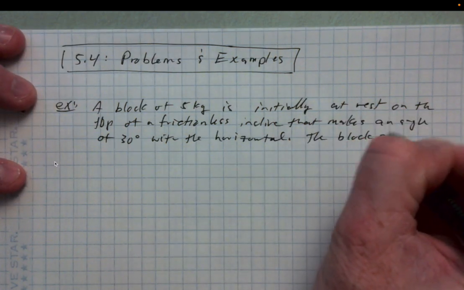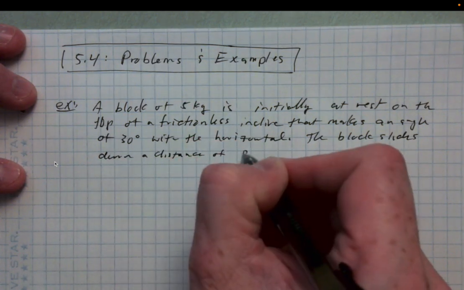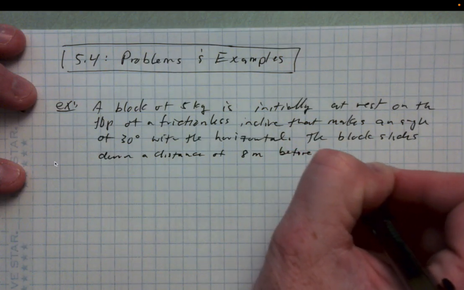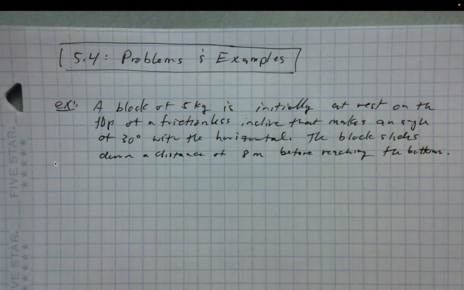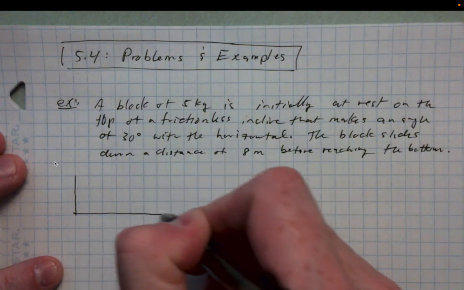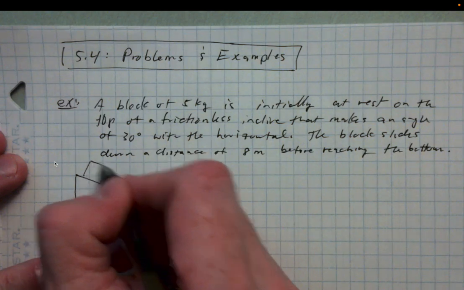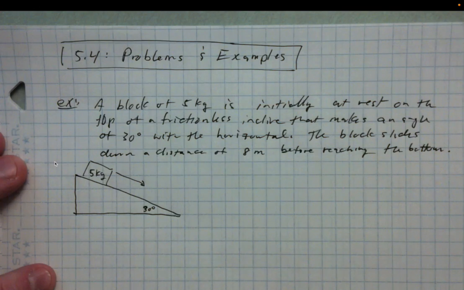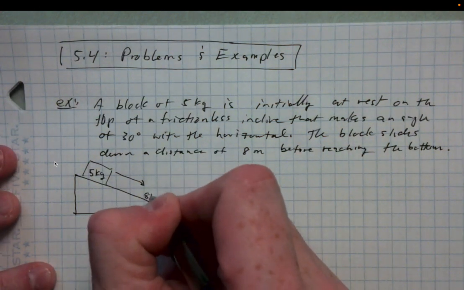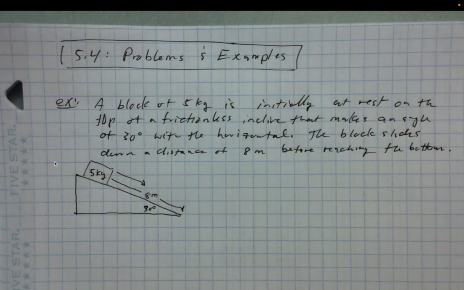Okay. And so then we've got a couple things we want to know about this, but let's think. It's a simple enough setup. We've got an incline here, 30 degrees, and we've got a block up at the top, 5 kilograms, and it's just going to slide down this thing frictionless, right? And so the distance it's going to slide is 8 meters, from the top to the bottom.